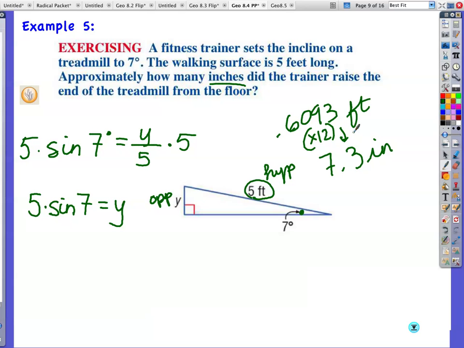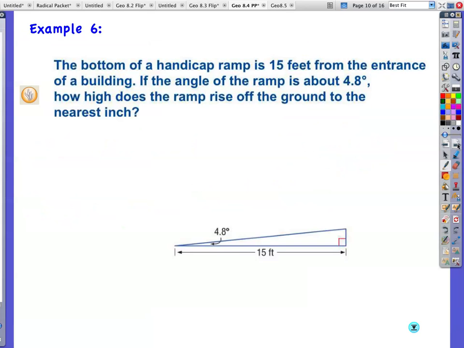All right? Example number 6. Similar problem, just a little different situation. The bottom of a handicap ramp is 15 feet from the entrance of a building. If the angle of the ramp is about 4.8 degrees, how high does the ramp rise off the ground to the nearest inch? And once again, they gave us this in feet.